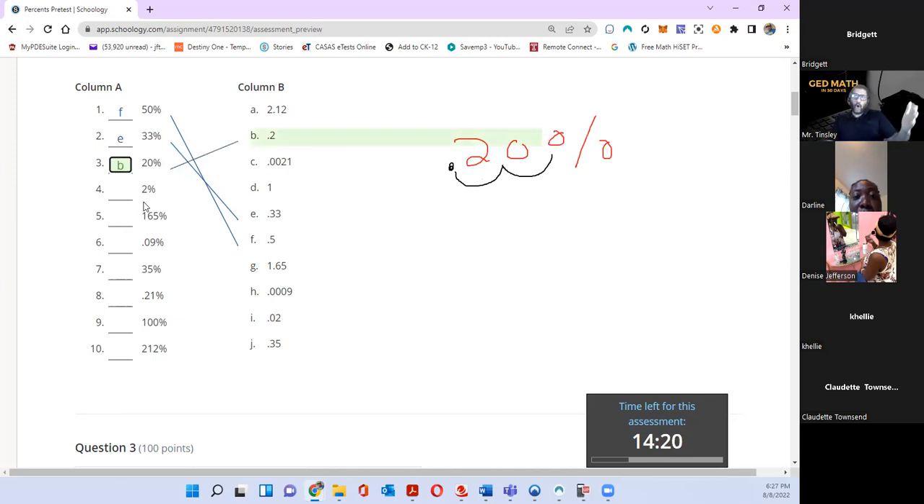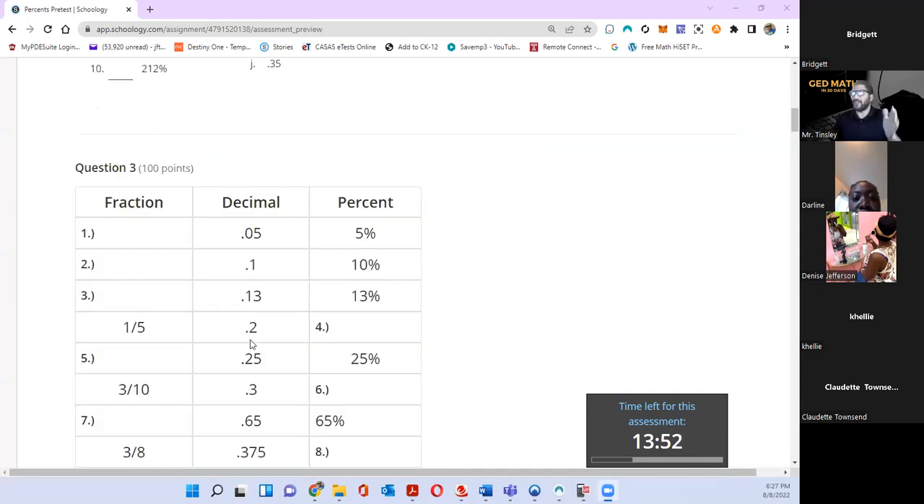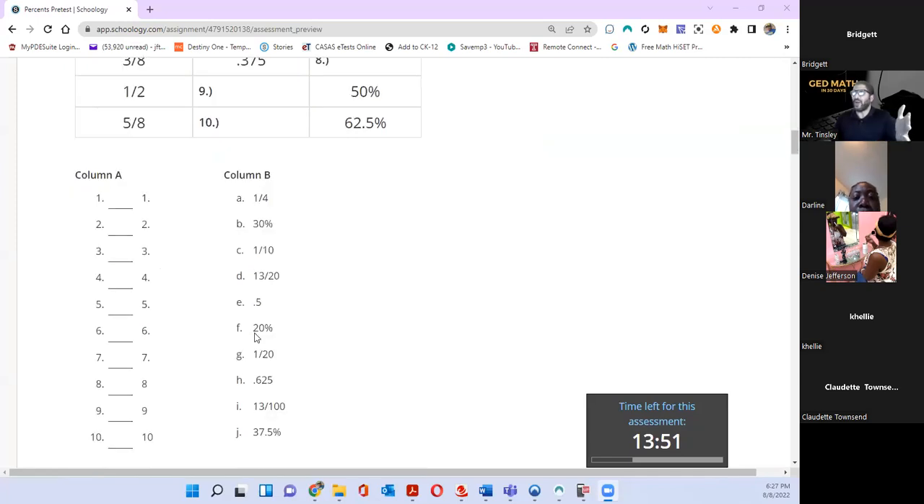And you should be able to look at these and do all of them. Okay, that's 0.02, that's 1.65, that's 0.009, that's 0.35, that's 0.0021, that's 1, that's 2.12. You should be able to change any percent to a decimal by looking at it, because you should know to change any percent to a decimal, I have to move my decimal 2 places to the left. Okay, this is where that mental math and that confidence comes in. So let me go to question 3. We'll skip that for right now. Let's go to some of the questions.